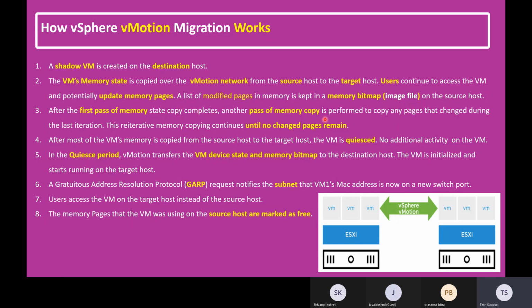Another pass of memory copy is performed to copy any pages that changed during the last iteration. This iterative memory copying continues until no changed pages remain. Until that time, this memory bitmap will keep copying the information from ESX1 to ESX2. After most of the VM's memory is copied from source to destination host, the VM is quiesced. Quiesced means your VM is in a stun state, or a hold state.